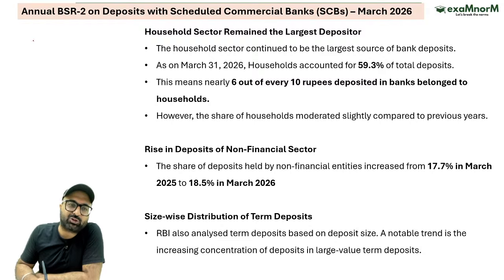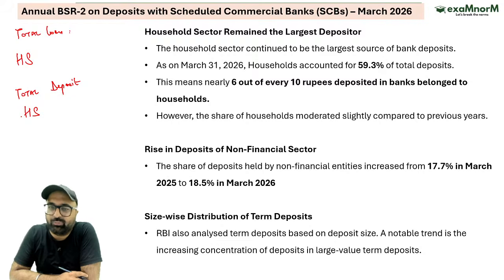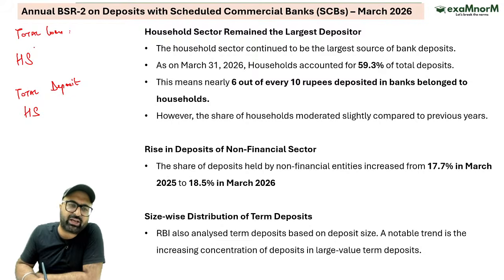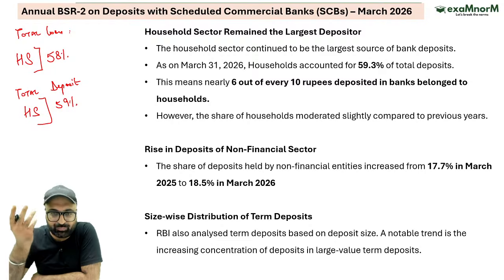अब अगर आपको याद हो तो मैंने कहा था, in the total loan, highest outstanding is with the housing sector. In a similar manner, in total deposits, the highest deposit is again done by the housing sector. So housing sector is on the first in both the categories. Percentage is almost same. Here we had the percentage of around 58%, and here we have the percentage of around 59%. So they are almost the same.